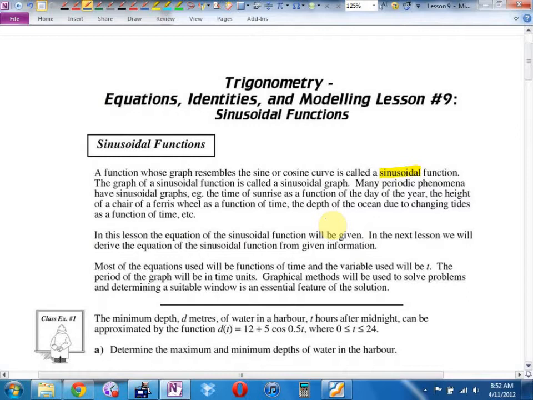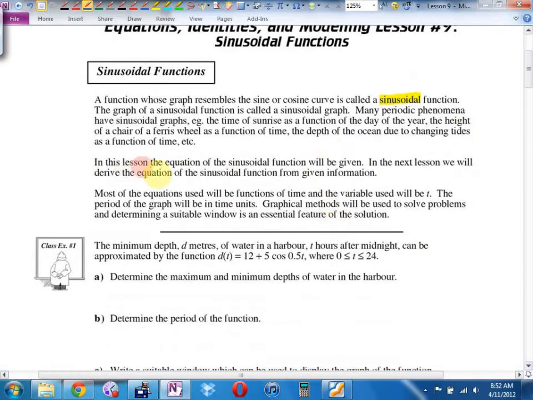Okay? So, in this lesson, I'm going to give you the equation. Next lesson, we're going to derive the equation. And yeah, that is the trickiest part, but do not despair. I will try and show you Mr. Dueck's kind of approach to get there.